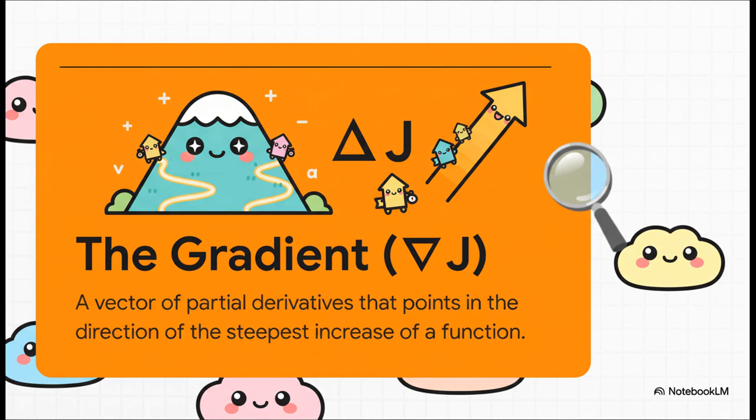Well, it uses this incredible mathematical tool called the gradient. You can think of the gradient as a vector. Basically, it's an arrow that tells you 2 things: which direction is the steepest uphill climb and how steep it is. It's our compass on this foggy mountain.